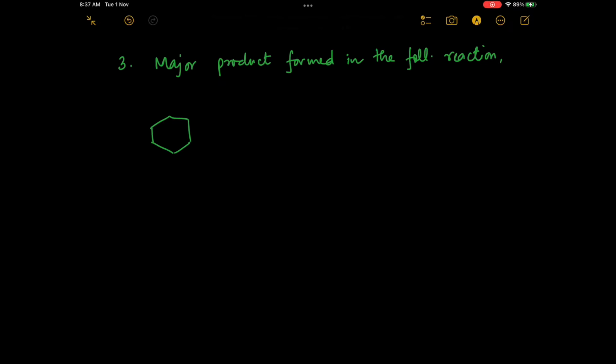So hi everyone, and this is part 2 of the GATE 2021 marks organic chemistry question solution. In the first question, we have been asked the major product in the given reaction.